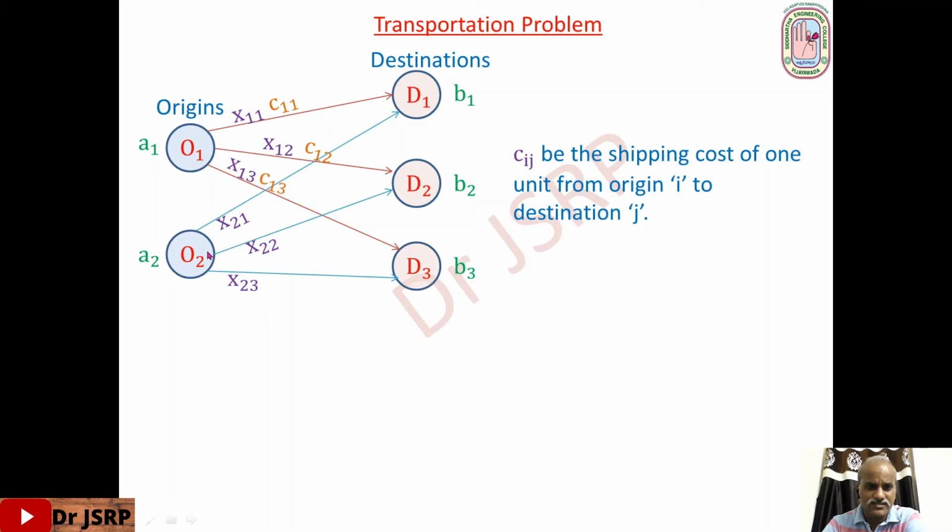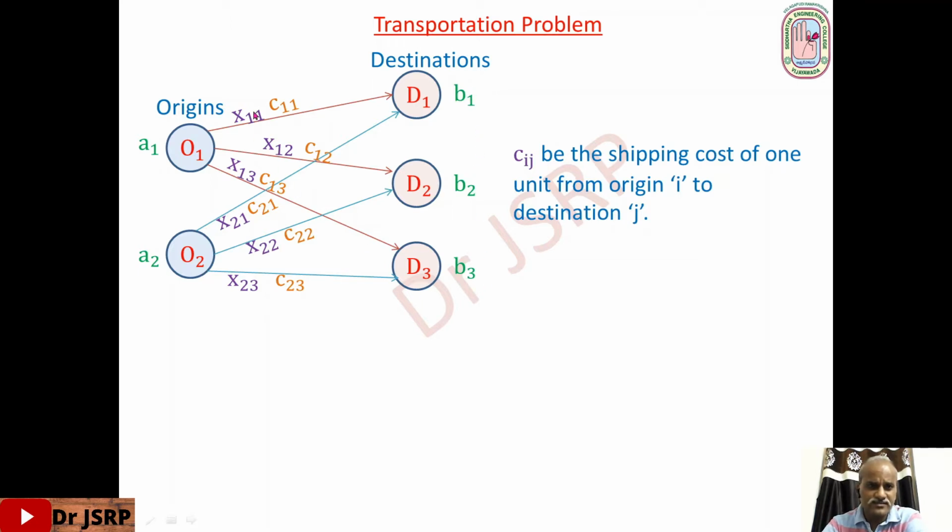Similarly, second origin to first destination, C21. Second origin to second destination, C22. Second origin to third destination, C23. So C11, C12, C13 and so on will be given in the problem. And the available amounts at origins and the required amounts at destinations will also be given in the problem.